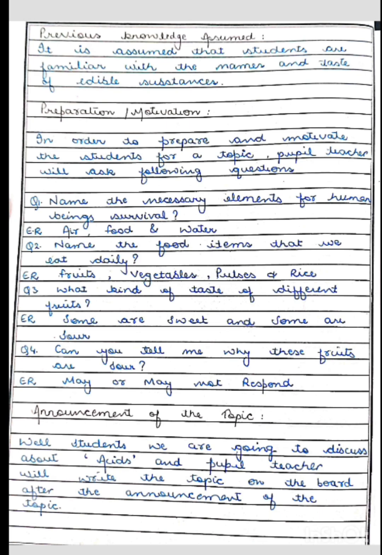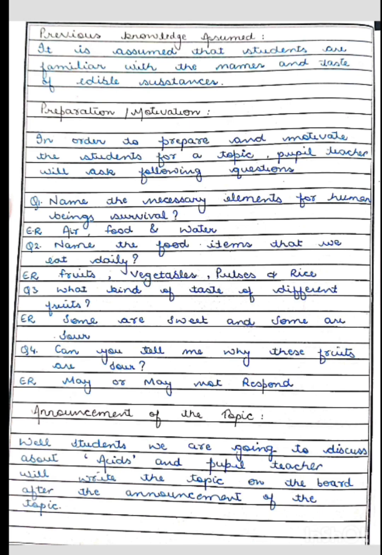The second question is, name the food items that we eat daily. The expected answer is fruits, vegetables, pulses, rice, chapati, anything the student will answer. The third one is, what kind of taste do different fruits have? Expected answer is some are sweet and some are sour. And the fourth one is, can you tell me why these fruits are sour? The student may or may not respond, they may not answer why they are sour.